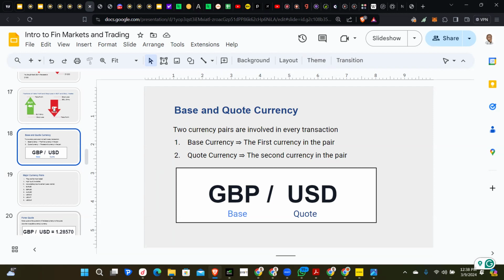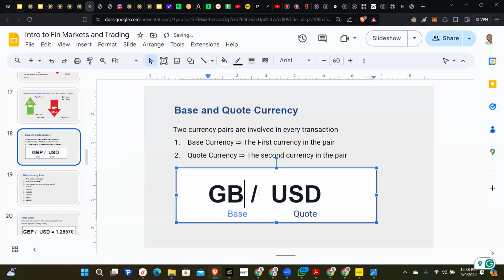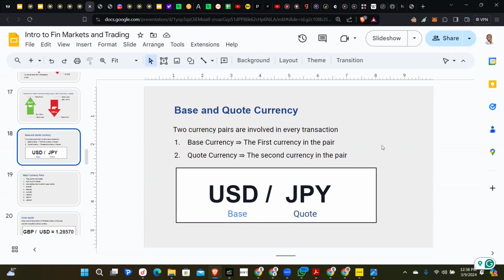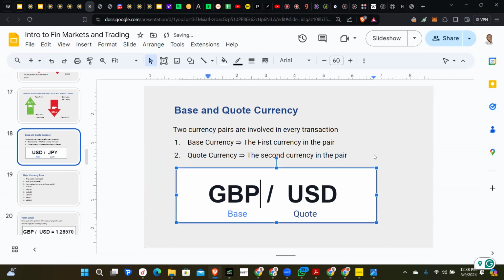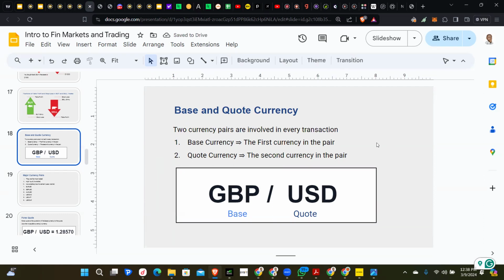But whichever format it comes in, the first currency is what we call the base. So for GBPUSD, the base is GBP, while the quote is USD. Take, for instance, a pair like USDJPY. For a case like this, the base is the USD and the quote is JPY. So in whichever format you are seeing the pair, just know that the first currency in the pair is the base, while the second currency in the pair is the quote. That is clear.